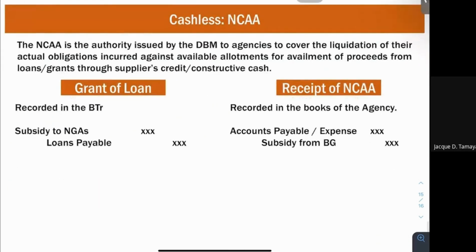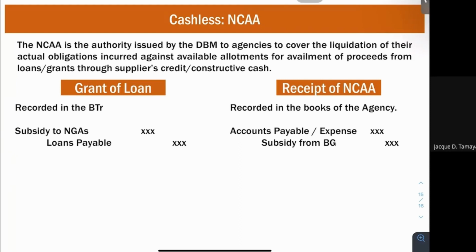Next, cashless, we have your NCAA, so Non-Cash Availment Authority. The NCAA is the authority issued by the DBM to agencies to cover the liquidation of their actual obligations incurred against available allotments for availment of proceeds from loans or grants through suppliers' credit or constructive cash.